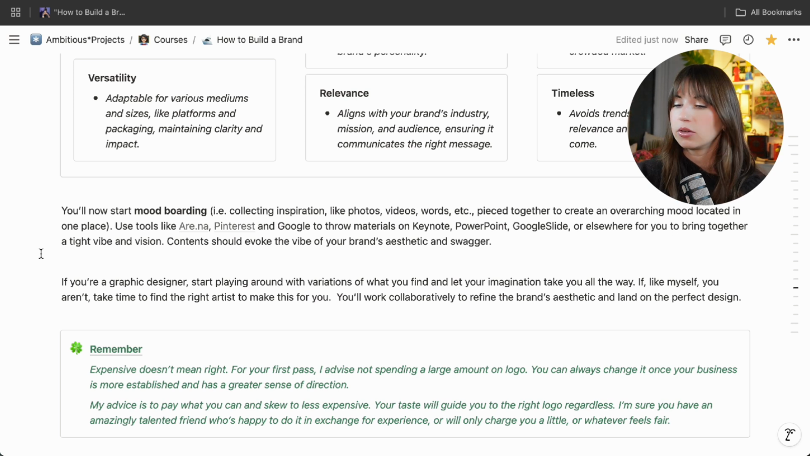Keynote, PowerPoint, a Google slide, wherever. You just want to see how all of these individual elements are starting to get pieced together. That way you can riff off of it if you're the GD and going in your direction and freaking your logo out, or you can work collaboratively with a graphic friend to say, hey, this is what I'm feeling, this is the vibe, help me communicate that with a logo, and then you can work collaboratively to execute that.